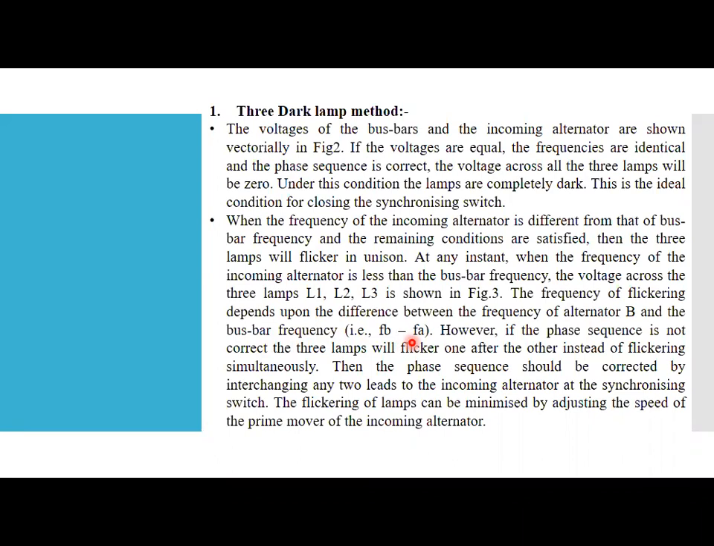Suppose the bus bar frequency is 50. My alternator frequency is 49. So I want to increase the frequency. So how can I increase the frequency? Simply, I have to increase the speed.